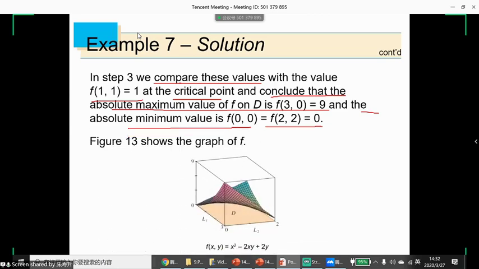So this is the figure we can find. Here is a point, and here this is the minimum value. f(0,0) and f(2,2) are also minimum values, and this point is the maximum value.